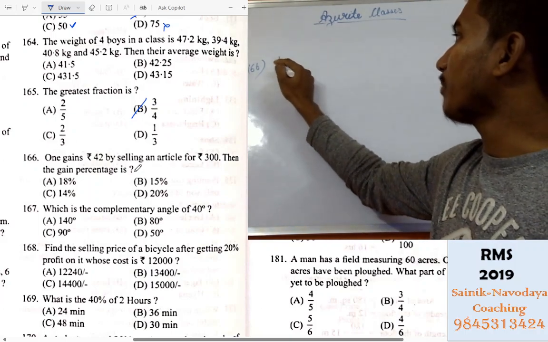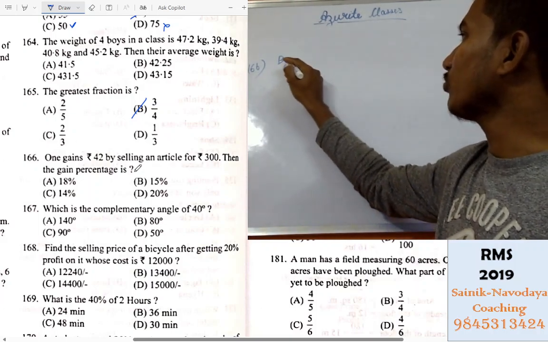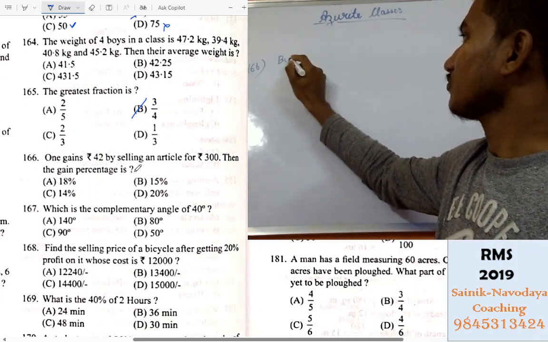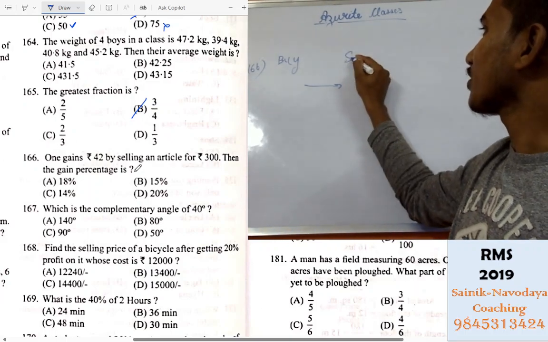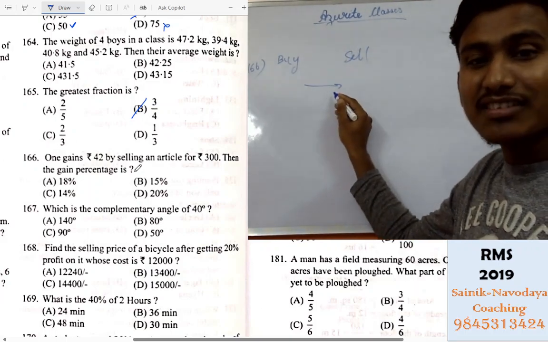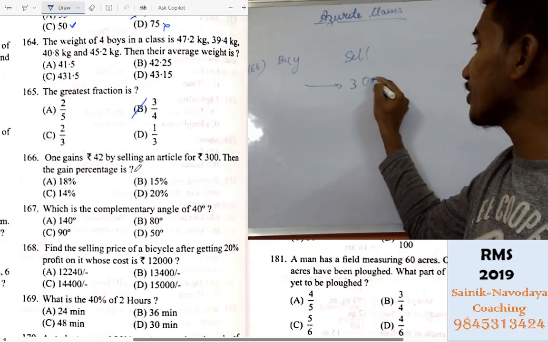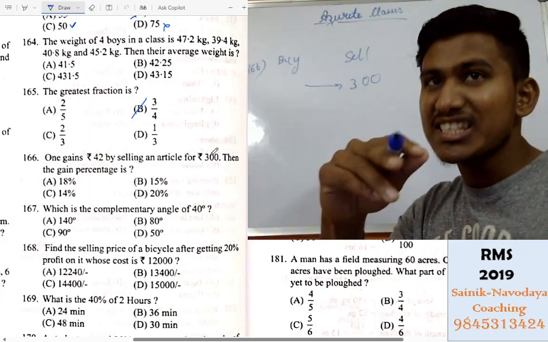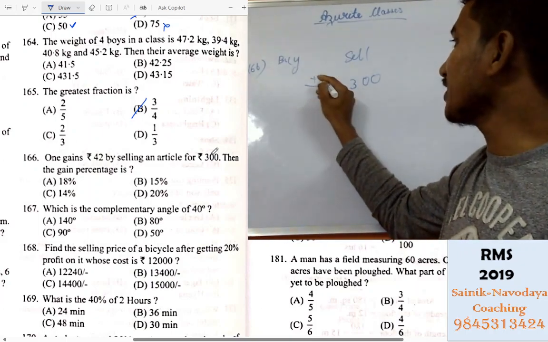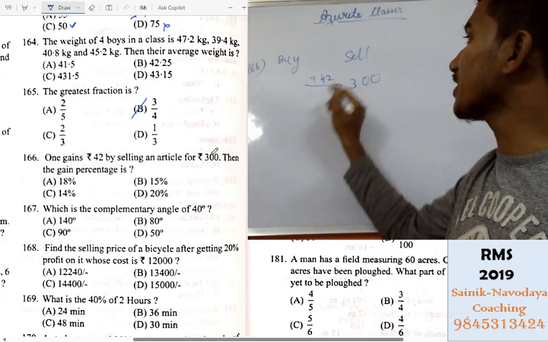So there is buying. You buy it and then you will sell it, right? Here the selling price is how much? 300 rupees. He sold for 300 rupees. Gain means profit, so the profit is 42 rupees.